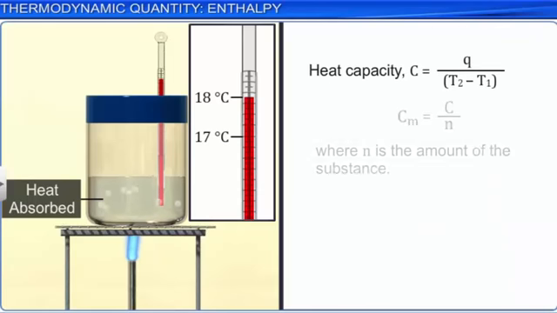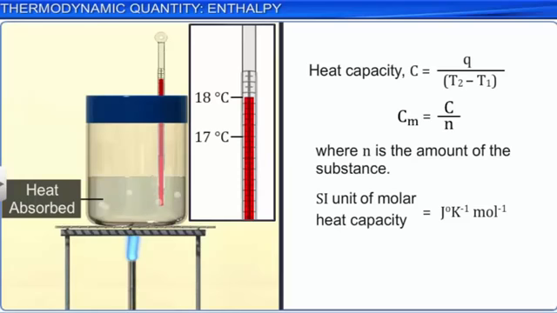The molar heat capacity of a substance is defined as the quantity of heat needed to raise the temperature of 1 mole of substance through 1 degree Celsius or 1 Kelvin. The SI unit of molar heat capacity is Joule per Kelvin per mole. The molar heat capacity Cm equals heat capacity C divided by n, where n is the amount of the substance.